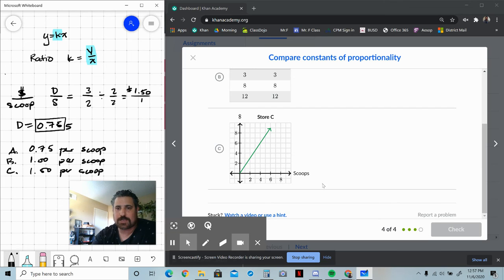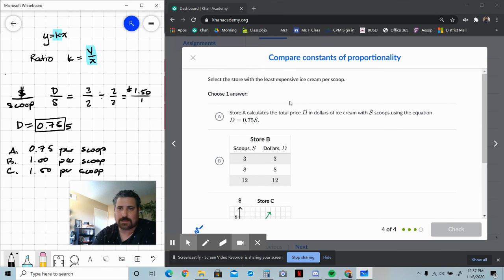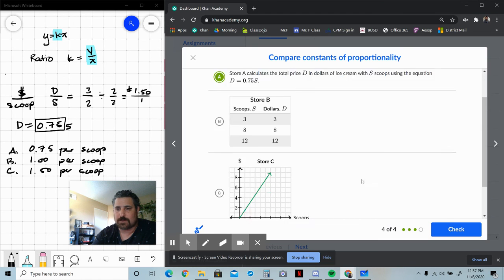So which one is the cheapest one? Which is the one that is the least expensive? So it's A. A is by far the least expensive. So you would push A. You're done.